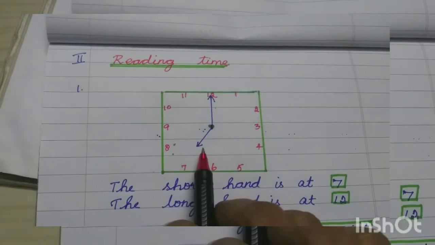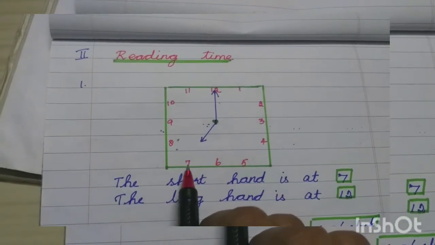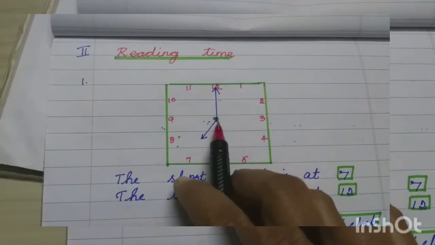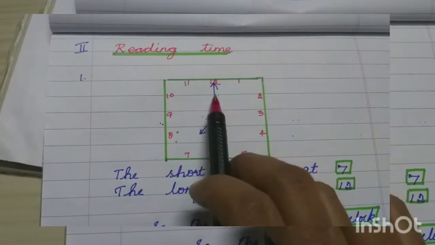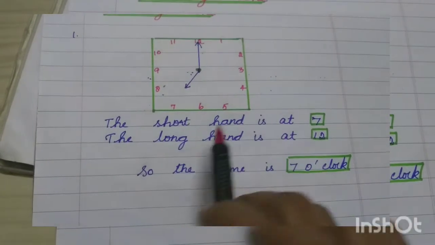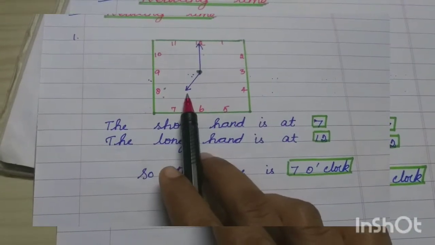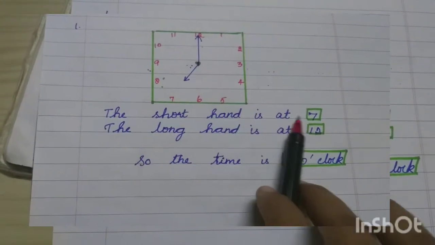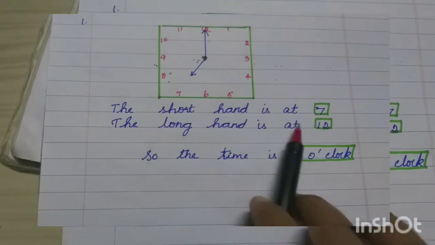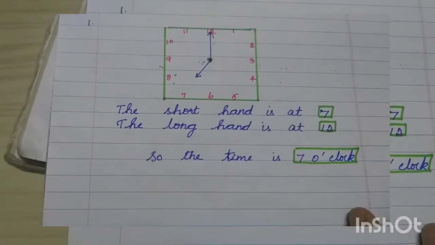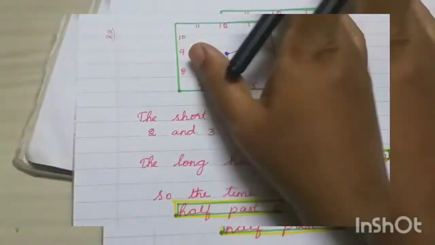And where is the short hand? Yes, it is at 7, and the long hand is at 12. So 12 means you should write directly, that is o'clock. The short hand is at 7 and the long hand is at 12. So the time is 7 o'clock. Okay, students, and turn to the next page.